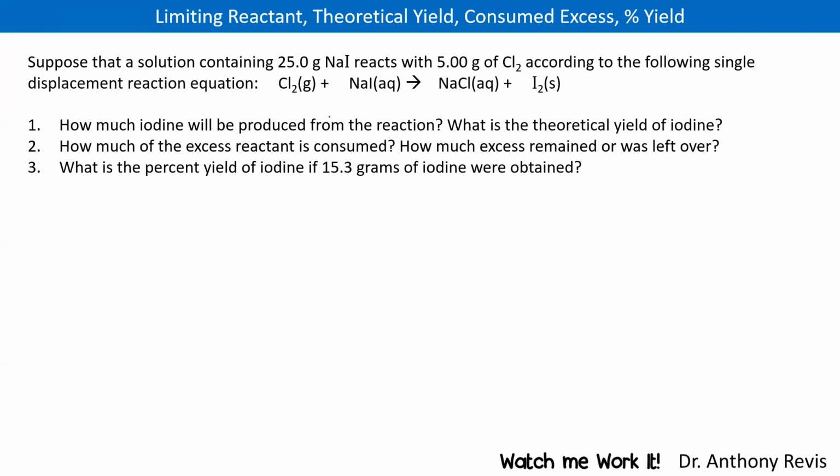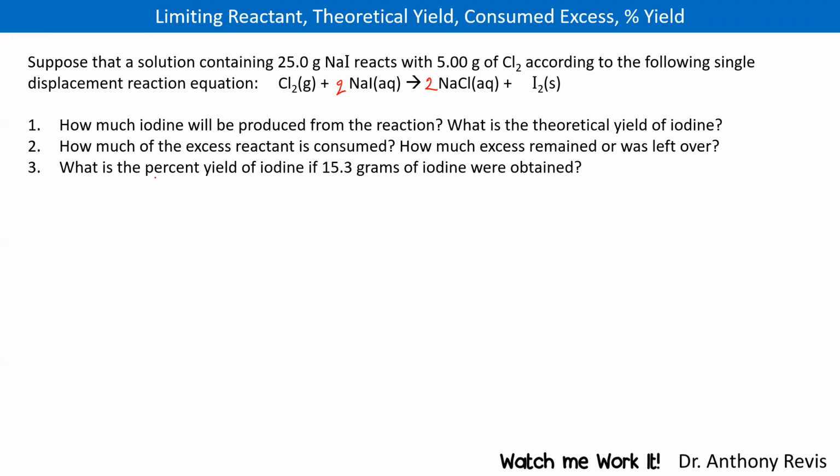So let's get going. First, to do any of these problems, we must balance the equation. We can do this by inspection. We'll use a 2 here and a 2 here, and the equation is balanced. To work this problem, we must carry out dimensional analysis of the masses given, the mass of sodium iodide and the mass of chlorine, to determine which one of these reactants gives the lowest yield of iodine, I2. Okay, so let's do that.